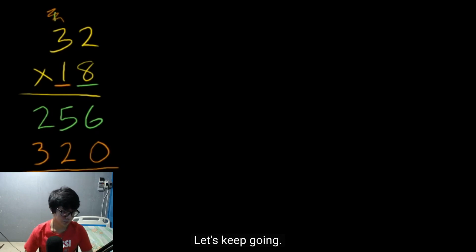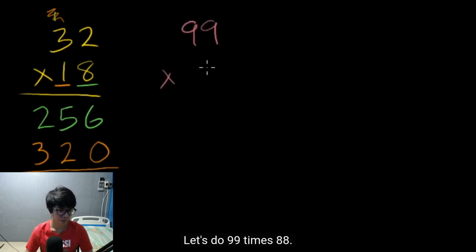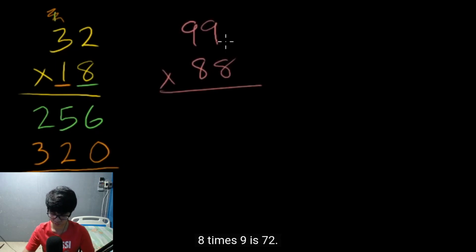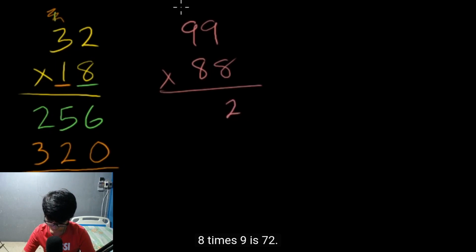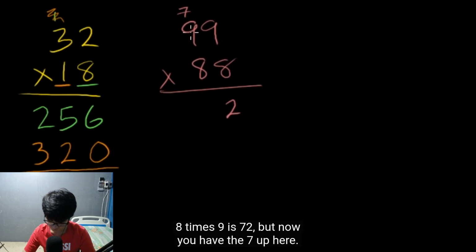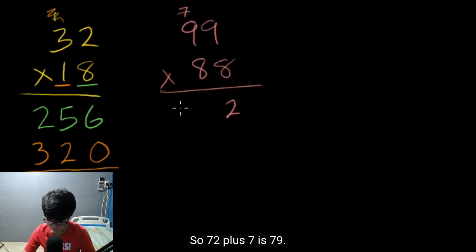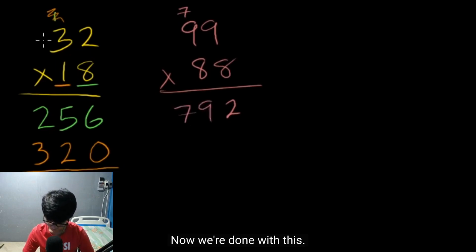Let's keep going. Let's do 99 times 88. It's going to give us a big number. 8 times 9 is 72. Stick the 7 up there. Then you have 8 times 9 again. 8 times 9 is 72, but now you have the 7 up here. So 72 plus 7 is 79. Fair enough. Now we are done with this.